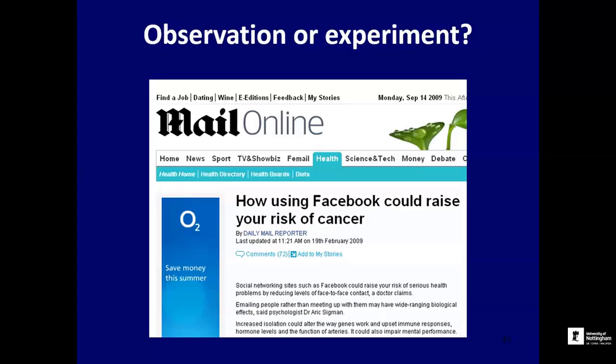So I've got on screen here an absolutely classic example. The headline was really how using Facebook could raise your risk of cancer. And this is based on a study which showed that people who used social networking sites like Facebook a lot seemed to be at elevated risk of cancer. And you look at those data and you think, really? Is the explanation that Facebook is giving people cancer?